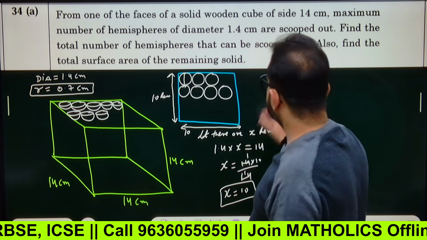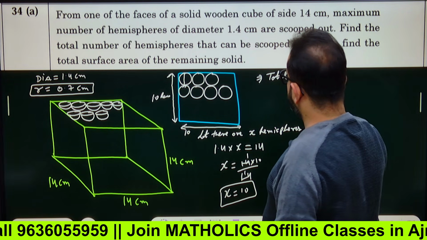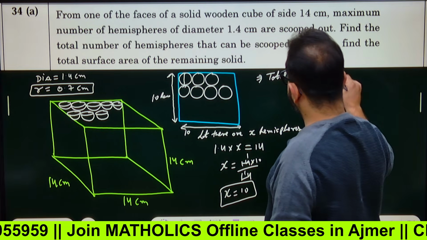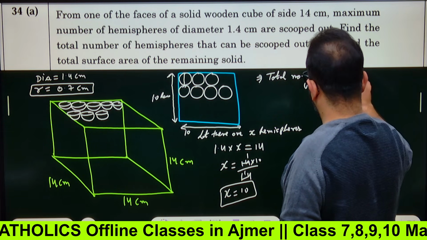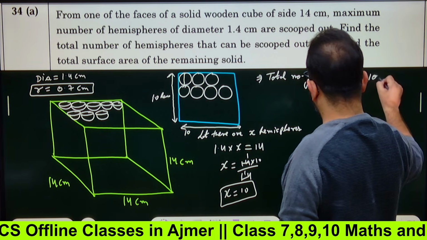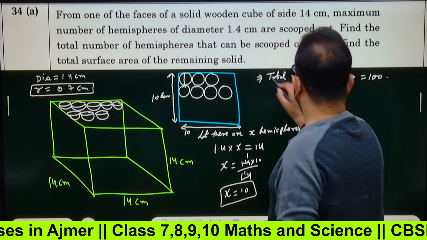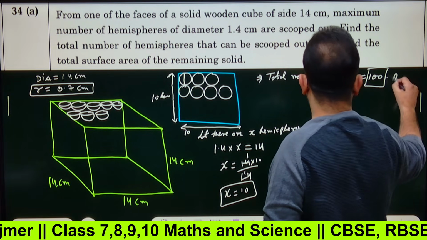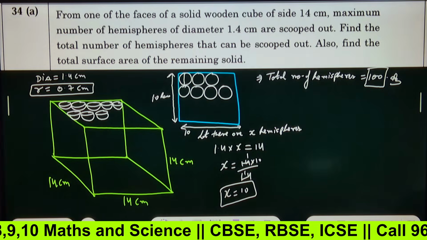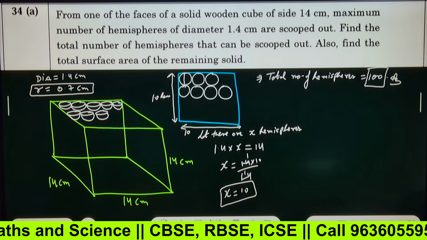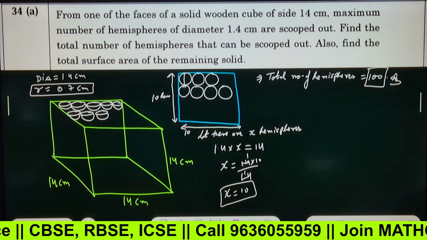So the final number of hemispheres, we'll say total number of hemispheres equals 100. How did this 100 come? 10 into 10. Row wise also 10. This is the answer. The first answer is these 100 hemispheres. How many of you got this point? That total number of hemispheres will be 100.